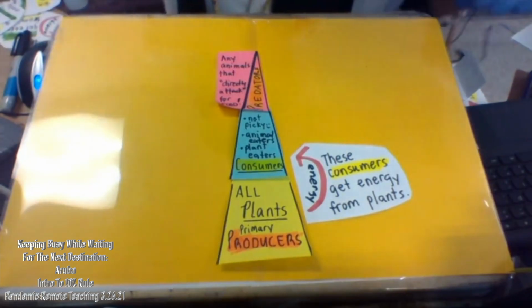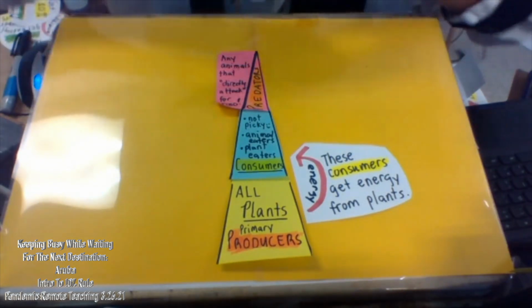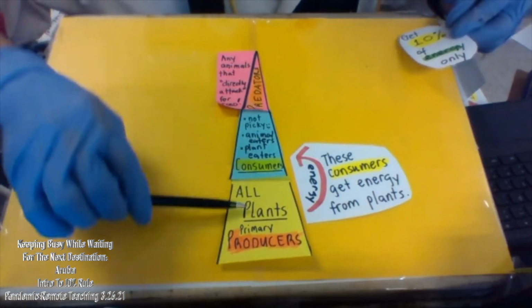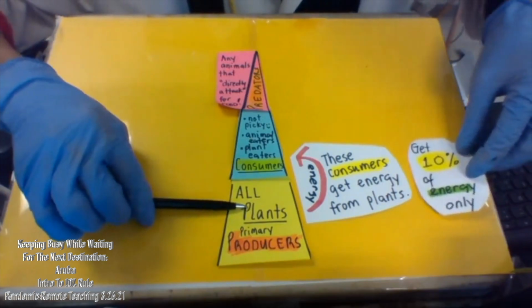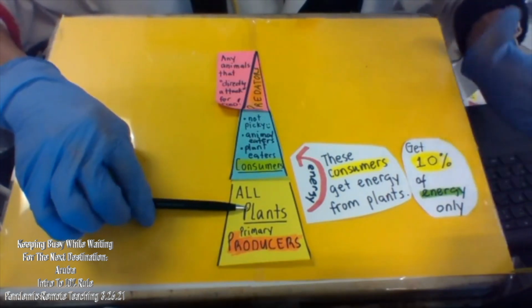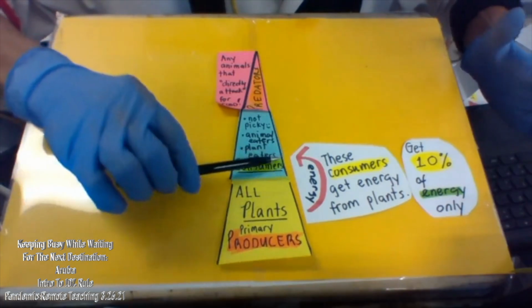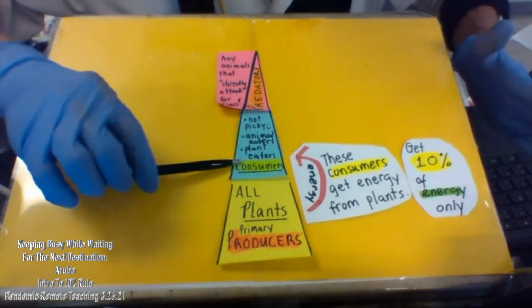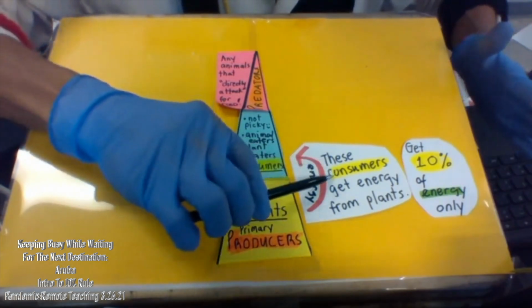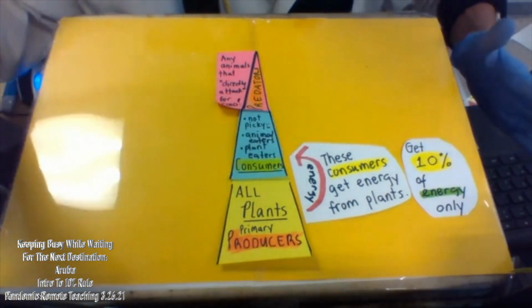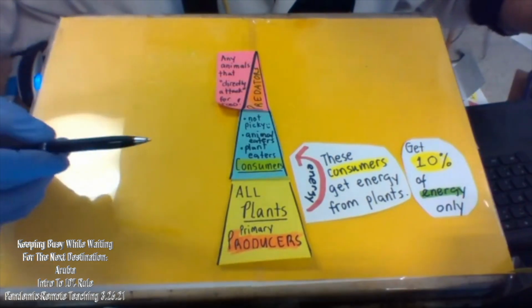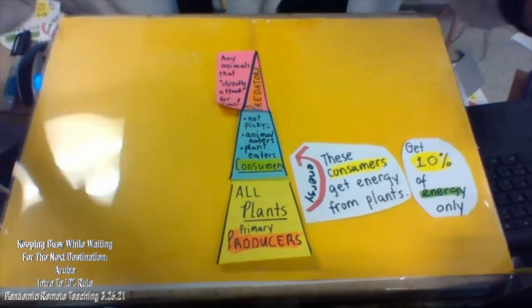And we said that whenever I eat cereal, I'm a consumer. Whenever I eat cereal, I only get 10% of the energy. The energy is coming from the plant. That's why the arrow is going to the consumer. I am a consumer, you are too. Then when we eat plant-related products, we get 10% of the energy from the plant.